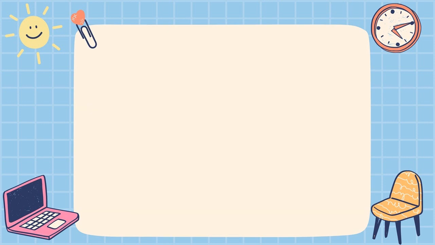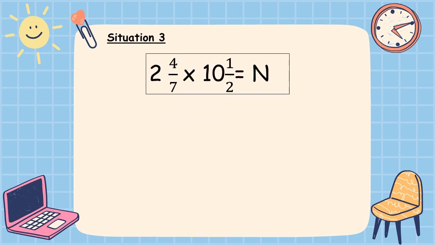Let us have situation number 3. So I have here two mixed numbers, 2 4/7 times 10 1/2. So for us to be able to solve these mixed numbers, we first need to change them into an improper fraction by multiplying the whole number to the denominator. And once you get the product, you just add it to the numerator. So for the first one, we have 2 times 7 is equal to 14, plus 4, that is 18. You just need to copy the denominator 7. So 2 4/7 will become 18/7.